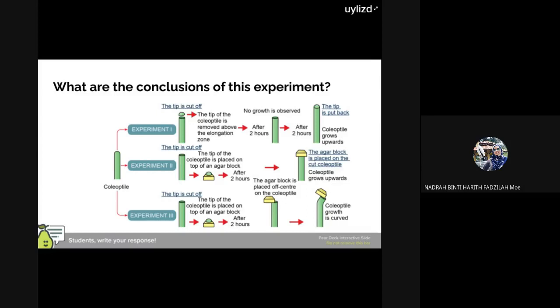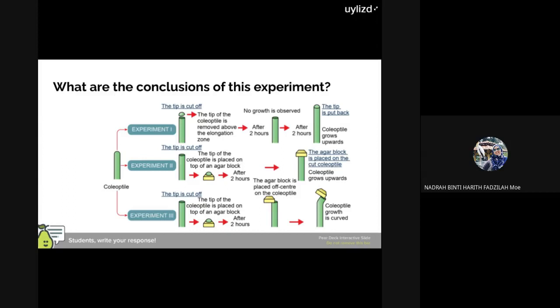Pada eksperimen 1, coleoptile, bahagian hujung coleoptile pokok. Hujung coleoptile ni basically bahagian paling hujung pada shoot. So the tip of the coleoptile of the shoot is removed above the elongation zone. After 2 hours, there is no growth observed. But when we put the tip back, we can see coleoptile grow upwards. So untuk eksperimen 1, apakah conclusion dia?